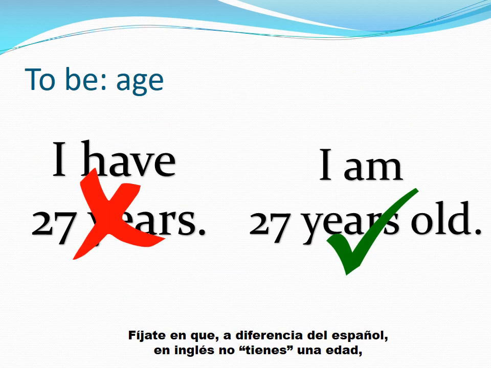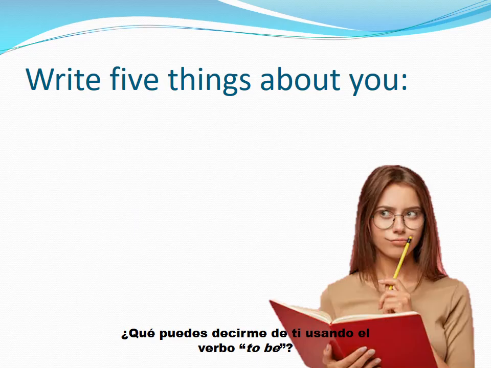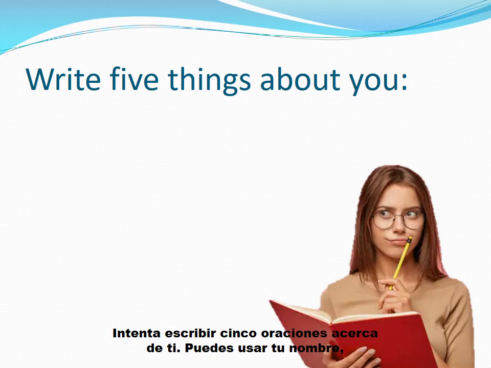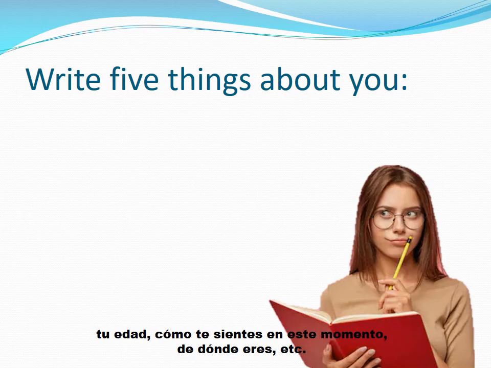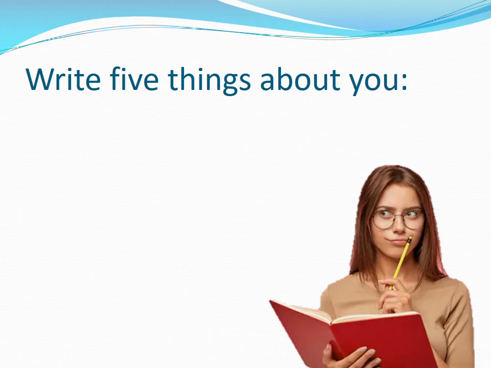Notice that unlike Spanish, in English you don't have a certain age, you are a certain age. So what can you tell me about yourself by using the verb to be? Try writing 5 sentences about you. You can use your name, your age, how you're feeling right now, where you're from, etc. I will give you some examples about myself. Then you can try doing it on your own.